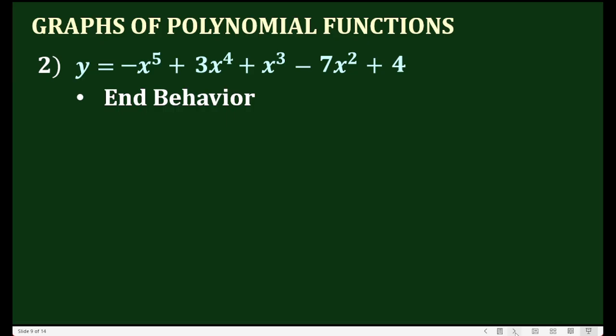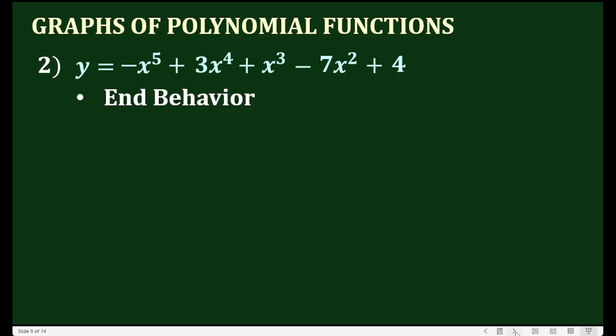So what are the things we need to determine first? First is, again, we need to determine the end behavior of the graph. What will be the direction of the left end and the right end of the graph of this polynomial function? Let us investigate.